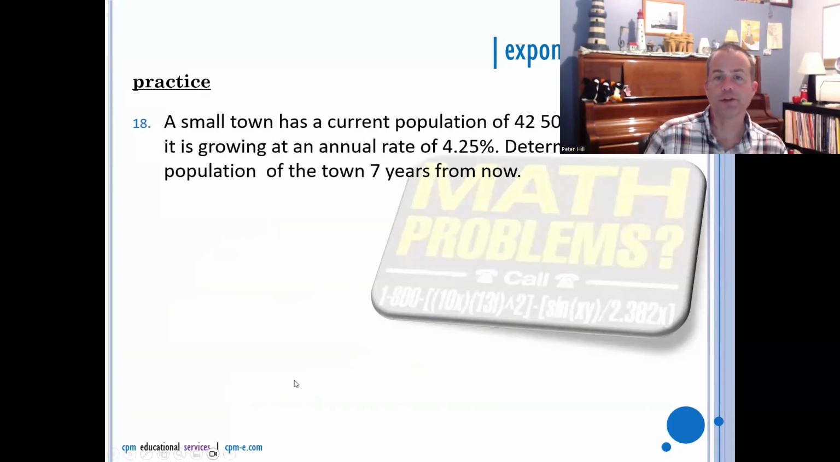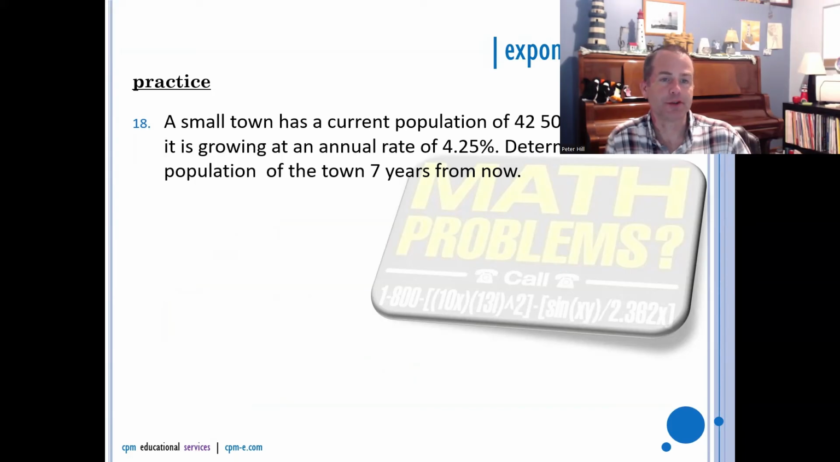A small town has a current population of 42,500 people, and it's growing at an annual rate of 4.25%. Determine the population of the town 7 years from now. Okay.